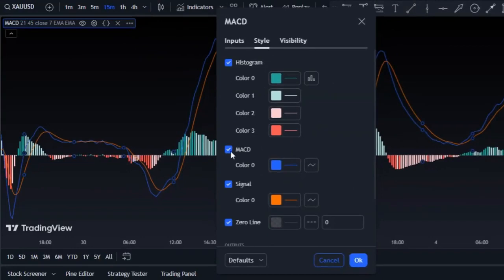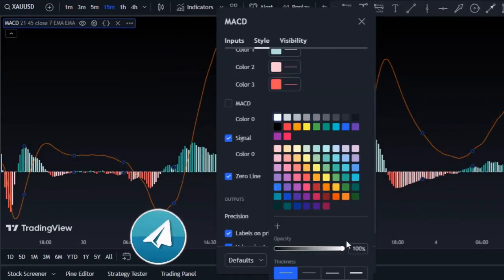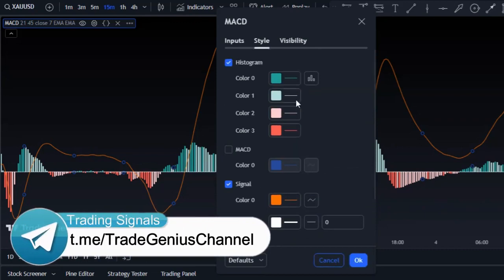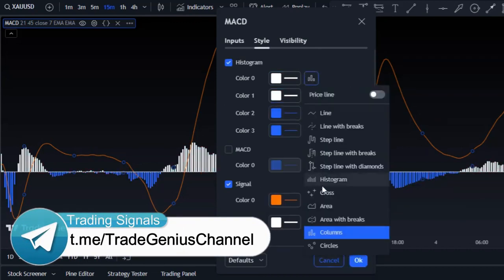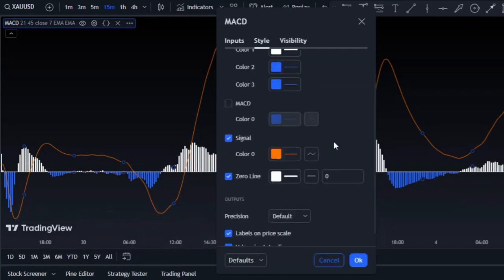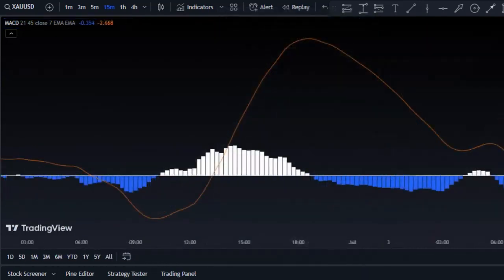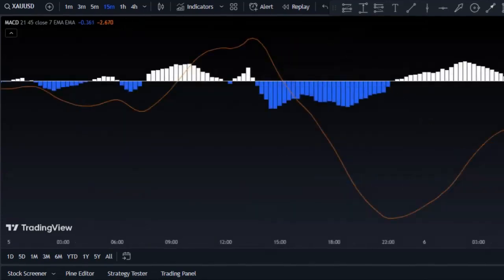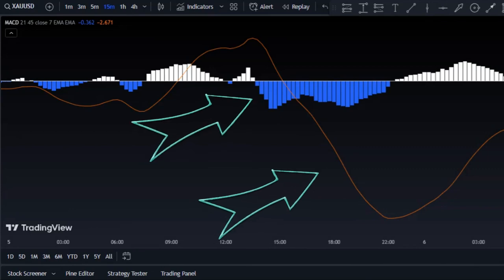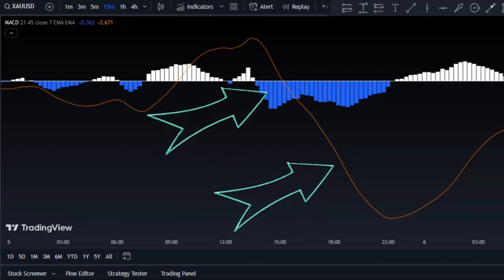In the style section, follow the video step by step. Now we can use the MACD to confirm signals generated by the Ichimoku indicator, in the sense that buy signals are only confirmed if both the histogram and MACD signal line are above the zero line, and vice versa. Sell signals are only confirmed if both the histogram and signal line are below the zero line.